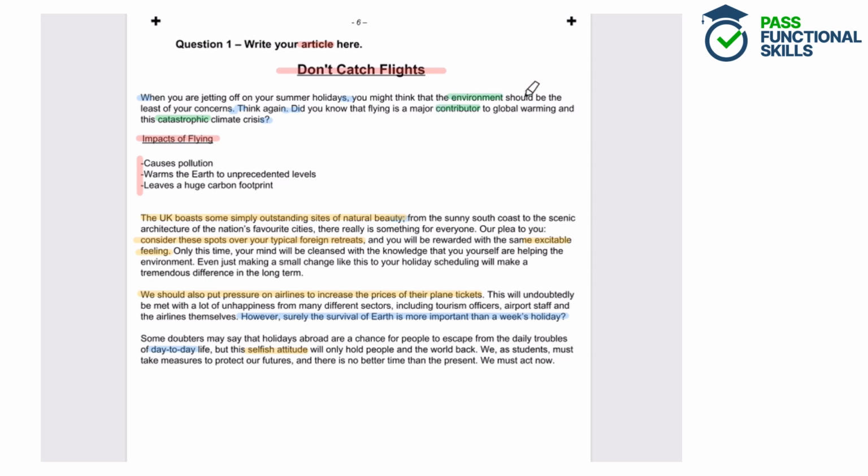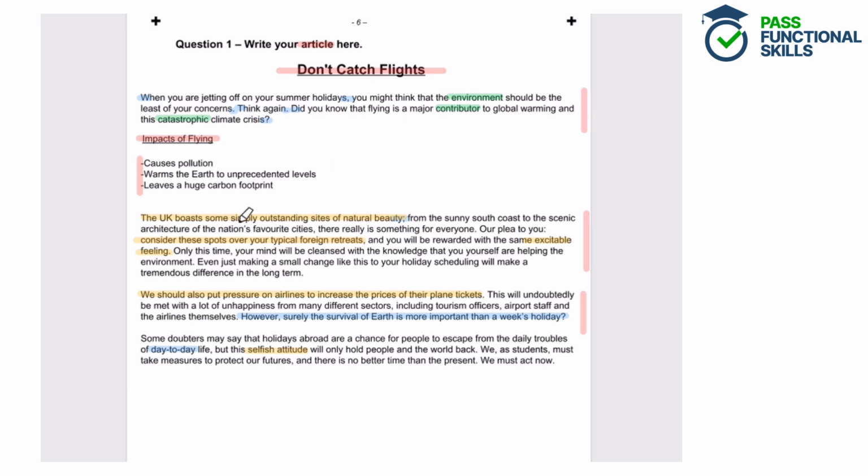Another thing that we need to make sure that we're doing is using paragraphs in our answers. Paragraphs help to break the text up into different sections based on different topics or ideas, and this makes the answer much easier to read. So the first paragraph here introduces what the article's about and introduces the associated environmental issues that are linked to flying. The second paragraph, we have the impacts of flying listed here, following on from the environmental issues talked about in the first paragraph.